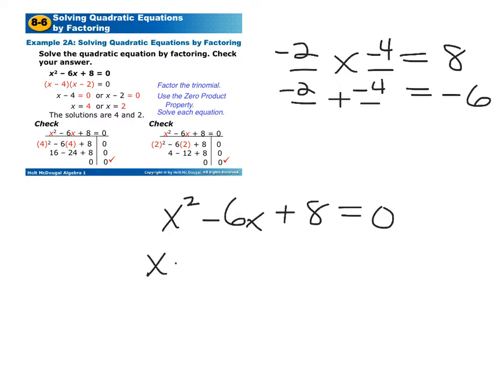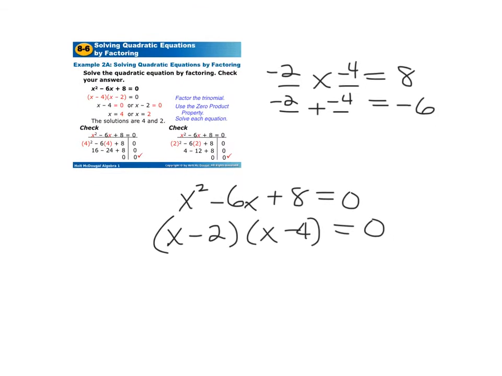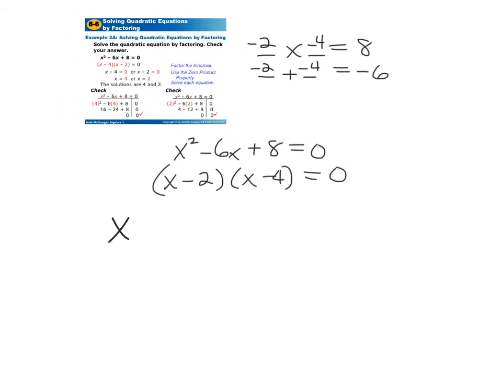So here, set them up. x minus 2, x minus 4. Set now each one equal to 0. So I need to make two problems here. And then I solve for x. I will add 2.